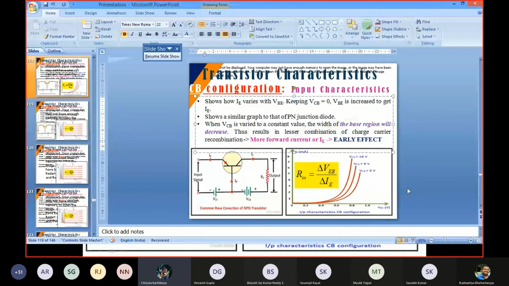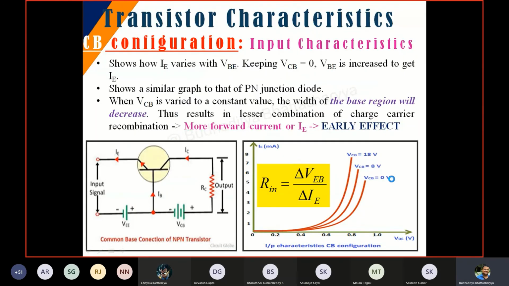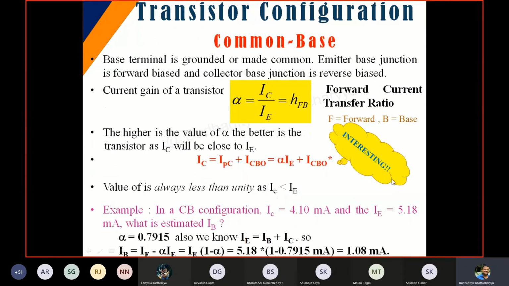What is alpha and beta over there? Alpha and beta we have already discussed, just now over here. Alpha is the current gain of the transistor in a common base configuration. It is a ratio of IC by IE. IC is the output current, IE is the input current.